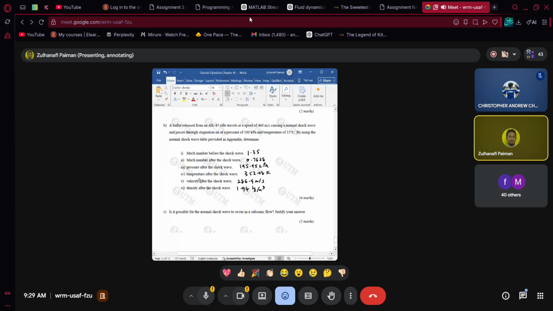And is it possible for the normal shock wave to occur in a subsonic flow? The answer is not possible, because when you convert subsonic to supersonic, it means that your entropy will decrease, which is impossible to happen. So that is the answer for this question.